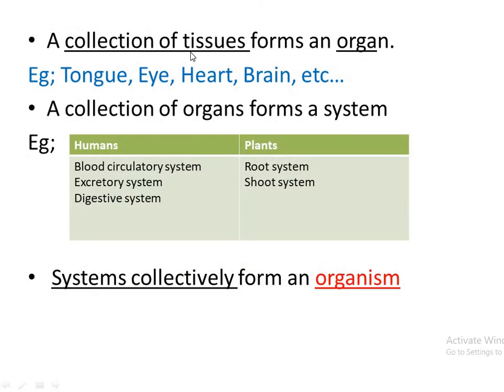And a collection of tissues will form an organ. The tongue, heart, eye, brain, liver are collections of tissues. A collection of organs will form a system. In humans, we have the blood circulatory system, the excretory system, the digestive system, the reproductive system. We have so many systems. And plants mainly comprise two main systems, the root system and the shoot system. A collection of systems is going to form an organism.